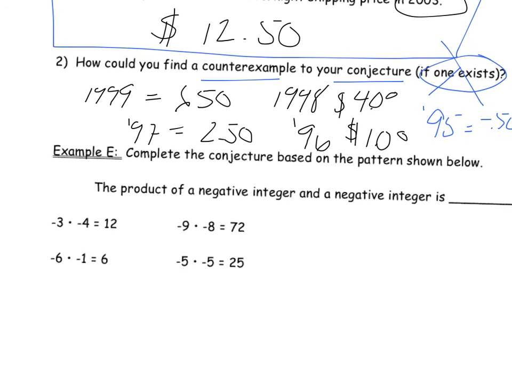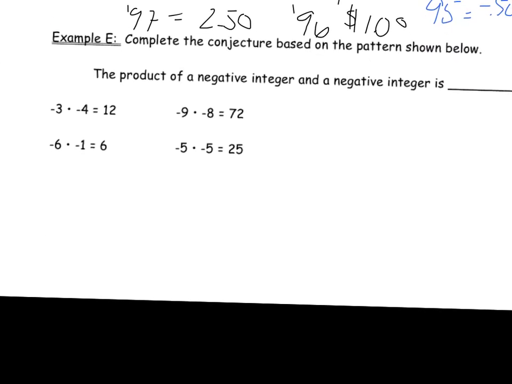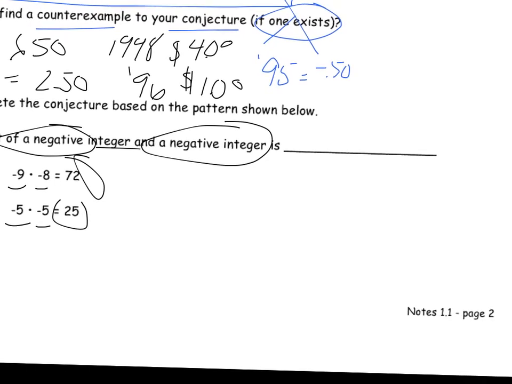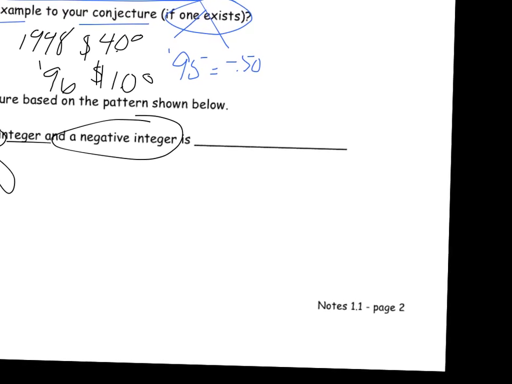Right, we have one last example down here. Complete the conjecture based on the pattern shown below. The product of a negative integer and a negative integer is, well, I've got a negative times a negative, and that gave me a positive. Negative and a negative gave me a positive. Negative, negative gave me a positive. So using some inductive reasoning, I can tell that the product of a negative number and a negative number is always positive.